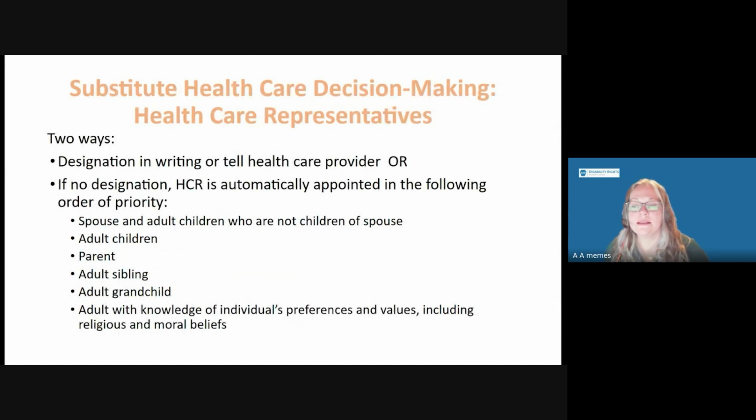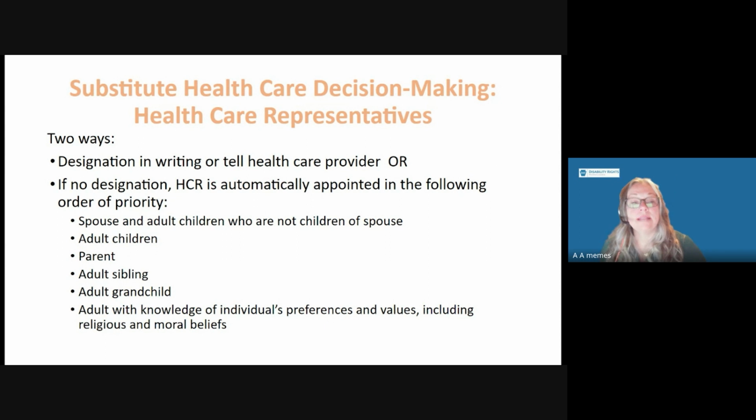So there's two ways that you can take advantage of this law and use healthcare representatives. The first is you can figure it out in advance, and you can do a designation in writing, or just tell your health system, your family doctor, your surgeon, your provider, whoever it is, where you think this might be needed. You can just tell them and put it in your chart that your healthcare representative is your dad or your uncle or your brother, whoever it is. So you do a designation.